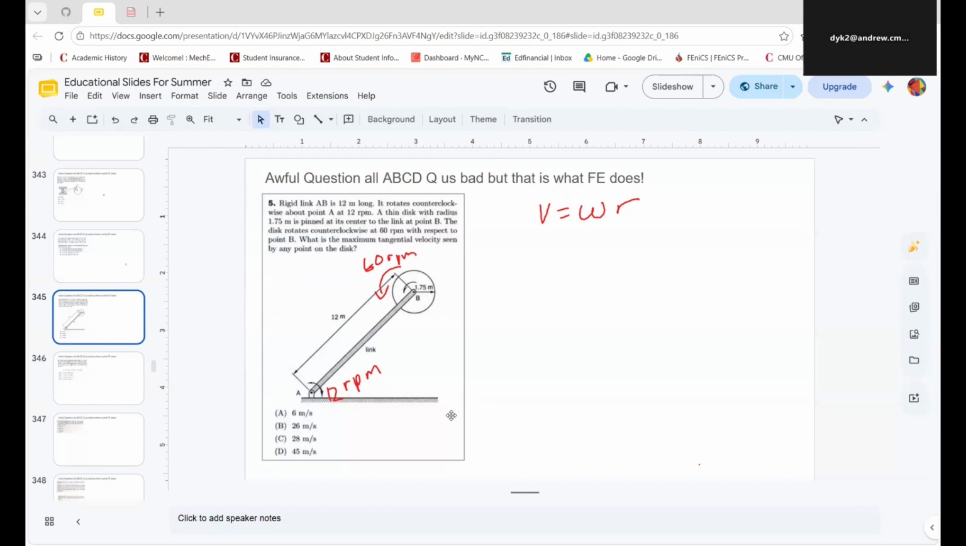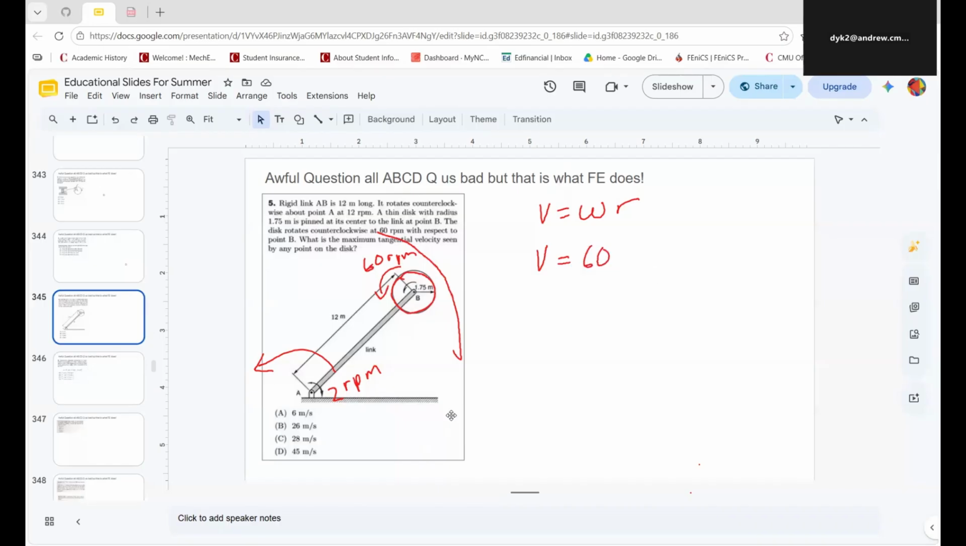Now here's the thing. It's obviously going to be on here. Secondly, this is also going to add to the velocity or subtract from the velocity. In this case, it looks like subtract, or is it counterclockwise, right? It rotates counterclockwise, so it rotates this way. First of all, I don't know why this drawing is so awful. And it's also counterclockwise. So what we should do, V equals 60.